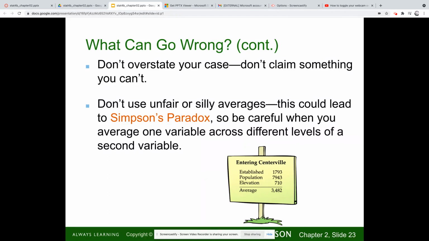Don't use unfair or silly averages. This could lead to Simpson's paradox. So be careful when you average one variable across different levels of the second variable. Okay, and we'll talk a little bit more about that paradox in a second.